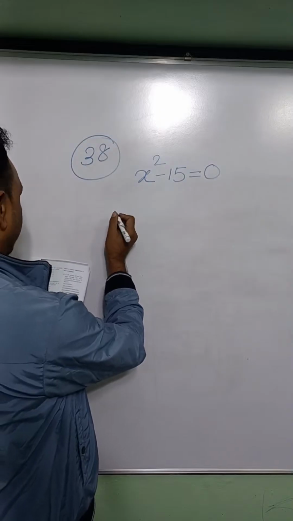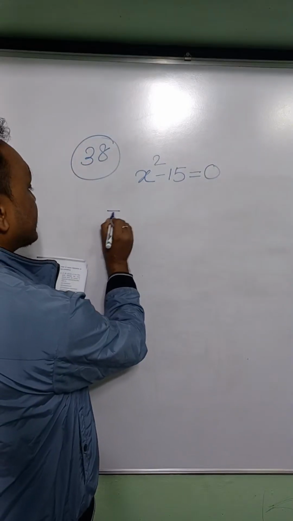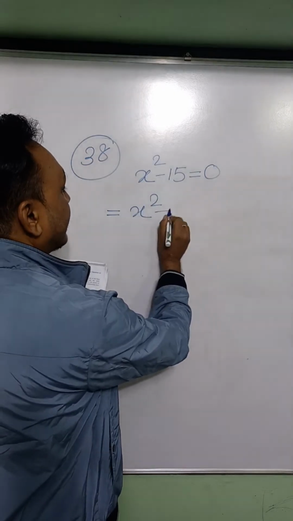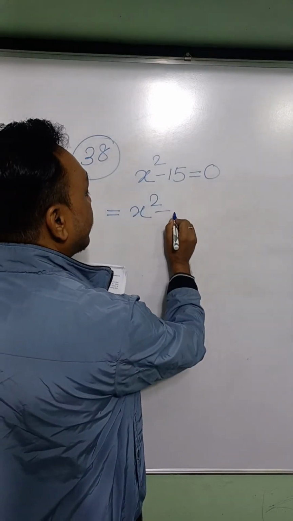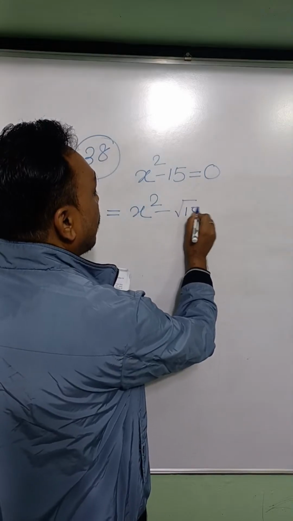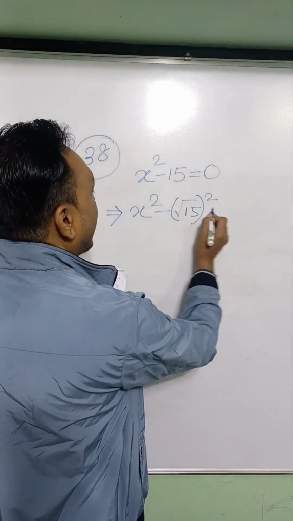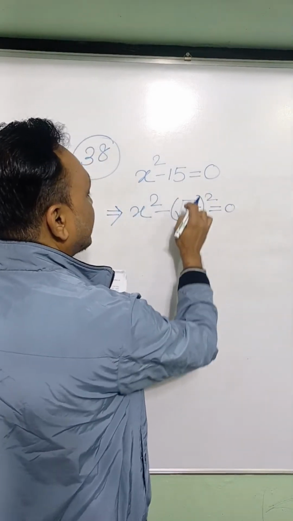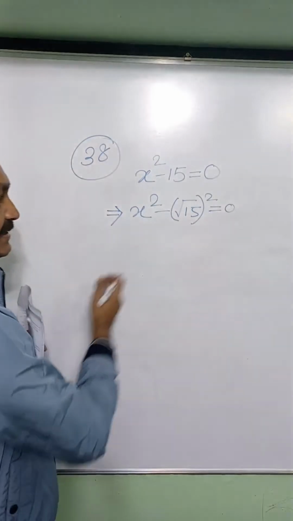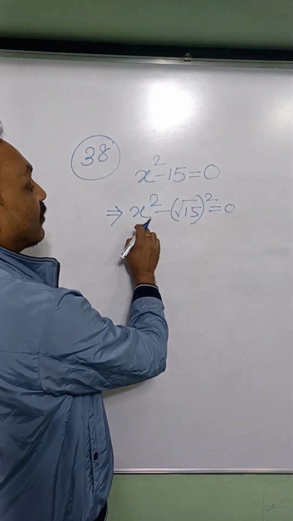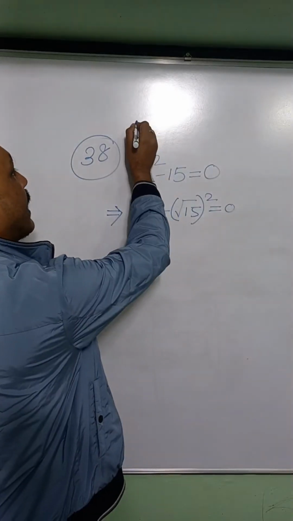I will apply a formula. Let's see. Have a look. x square. Can you write 15 as root 15 whole square? Tell me, instead of 15, can you write root 15 whole square? Yes. Root 15 whole square means 15. So now we can apply the formula a square minus b square.